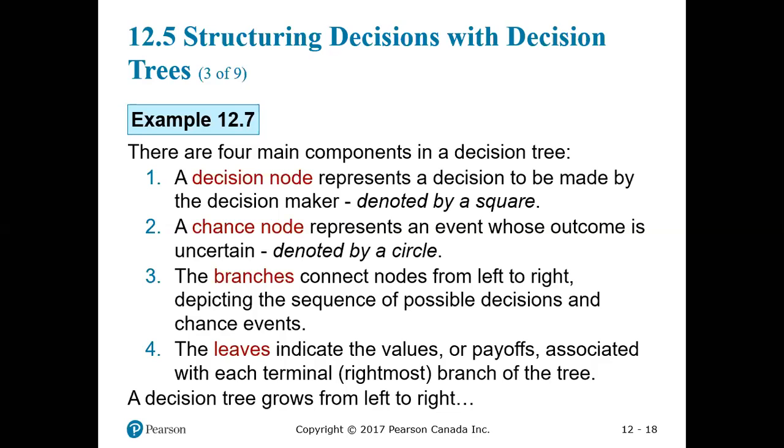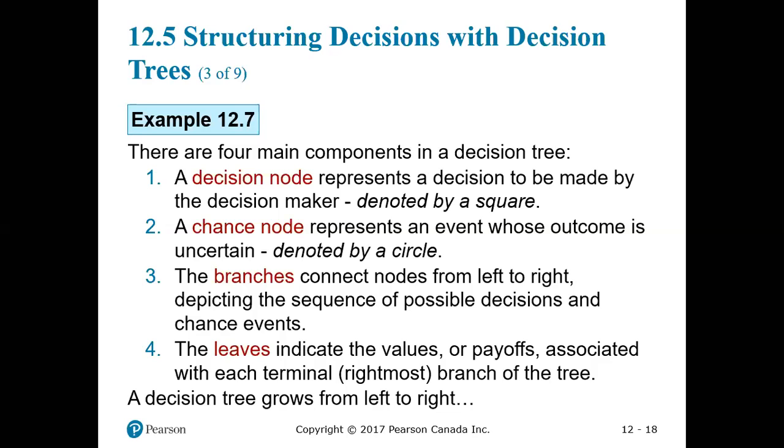So a chance represents a chance of some form of uncertainty. The branches connect nodes from left to right. So as you go along, you would connect from one node to another node using branches, depicting the sequence of possible decision and chance events. The leaves indicate the value or the payoff associated with each terminal rightmost branch of the tree. So a decision tree grows from left to right.